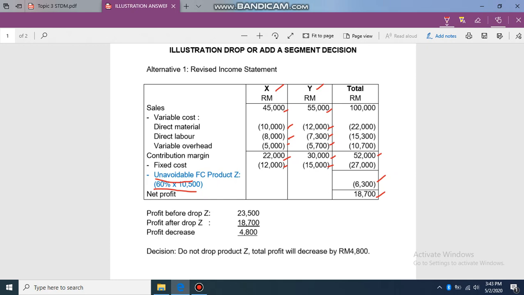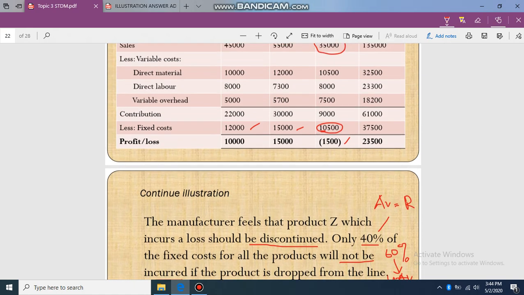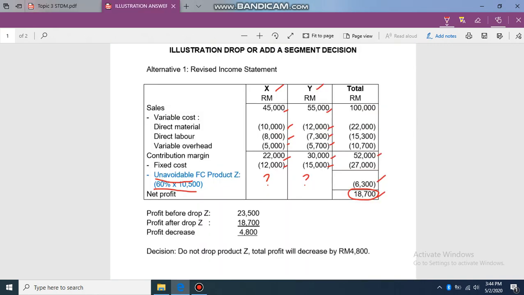So this fixed cost of 6,300 is the total. If the question said that this unavoidable fixed cost will be borne by X and Y, you would have to calculate how much of the fixed cost of Z should be borne by X and by Y. It depends on the percentage given. Now after we get the total profit after you drop Z, we compare with the profit before we drop Z. The profit before we drop Z is 23,500. The profit after we drop Z is 18,700.